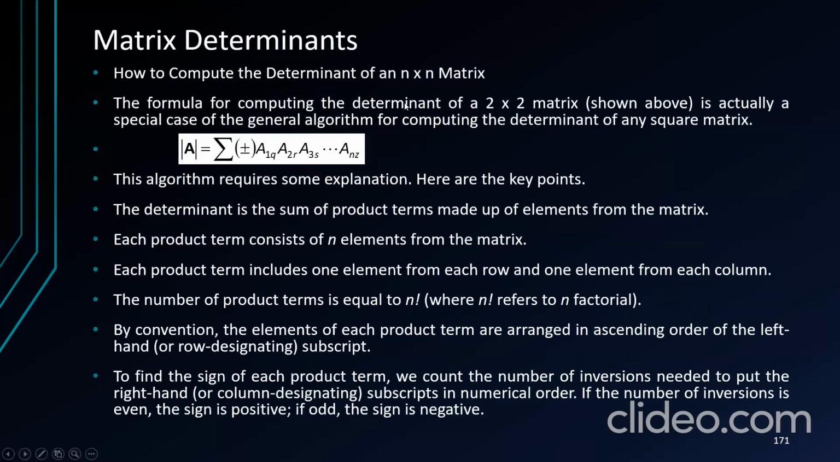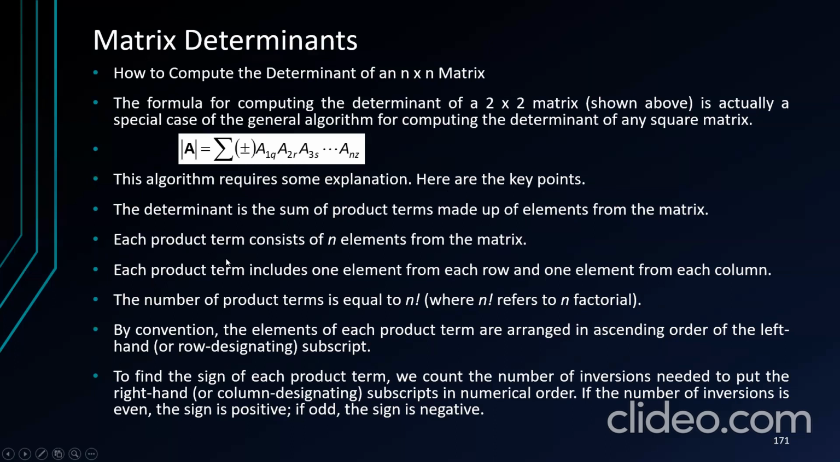Next, how to compute the determinants of an n by n matrix. So, iba yung ano na, other than 2. The formula for computing the determinants of a 2 by 2 matrix shown above, kanina, is actually a special case of general algorithm for computing the determinants of any square matrix. So determinant A is equal to the summation of plus or minus A1Q, A2R, A3S up to AnZ. So this algorithm requires some explanation. So here are the key points. The determinant is the sum of the product terms made up of elements from the matrix.